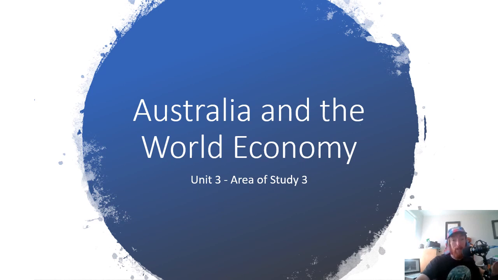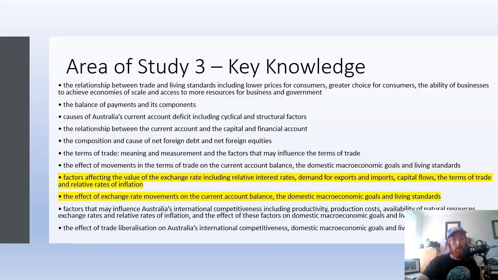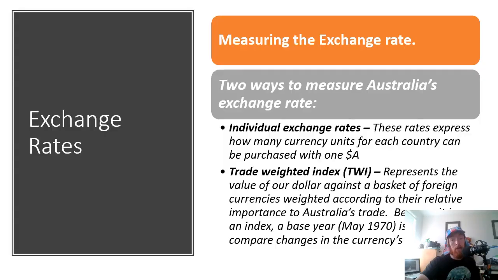So we're going to talk about how some of these other external transactions affect our living standards, and how changes in the exchange rate affect these external transactions. The part of the key knowledge this falls under is all about the factors affecting the value of our exchange rate, including relative interest rates, demand for exports and imports, capital flows, the terms of trade, and relative rates of inflation, and the effect of exchange rate movements on the current account balance, domestic macroeconomic goals, and living standards. So let's get into this.